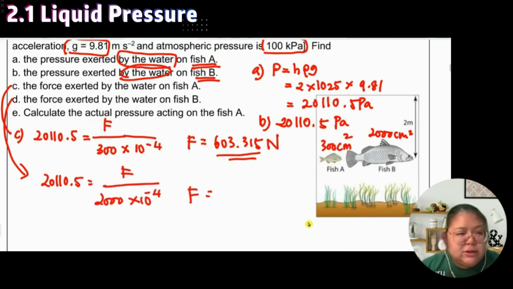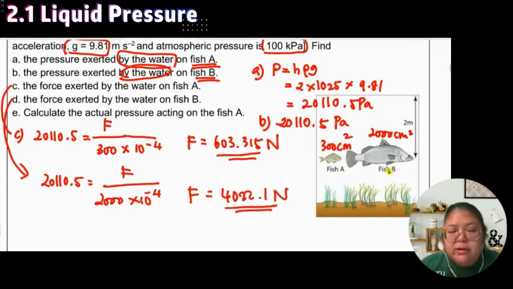So the force equals, Cindy Wong? The surface area is different, so you cannot say the answer is the same. The answer is 4022.1. So the force acting on the surface area of fish B should be bigger, because the surface area is bigger. Now we are going to see E.